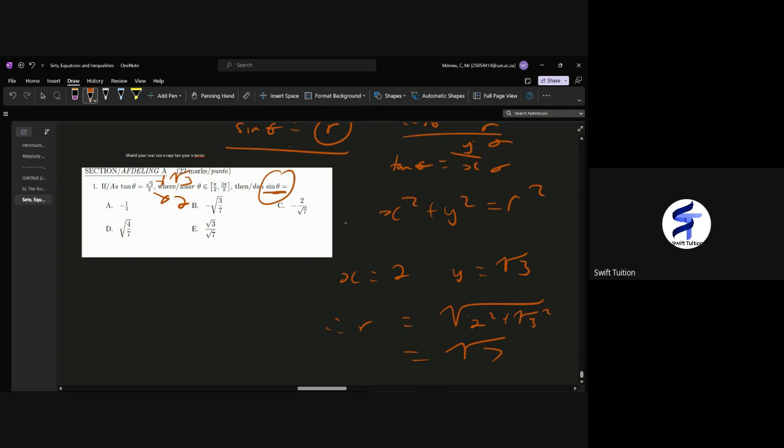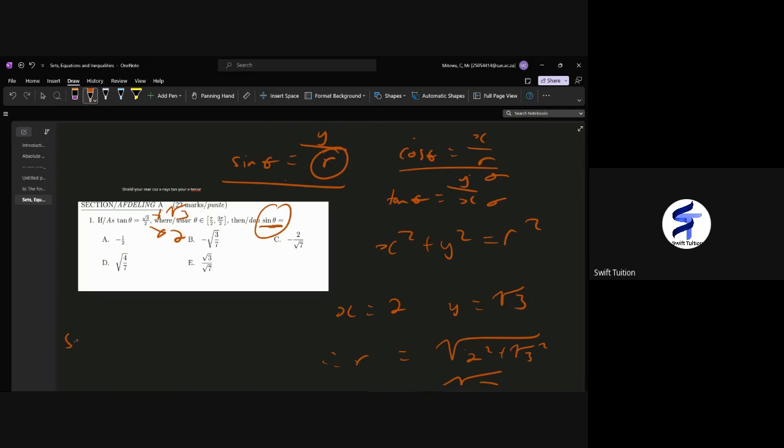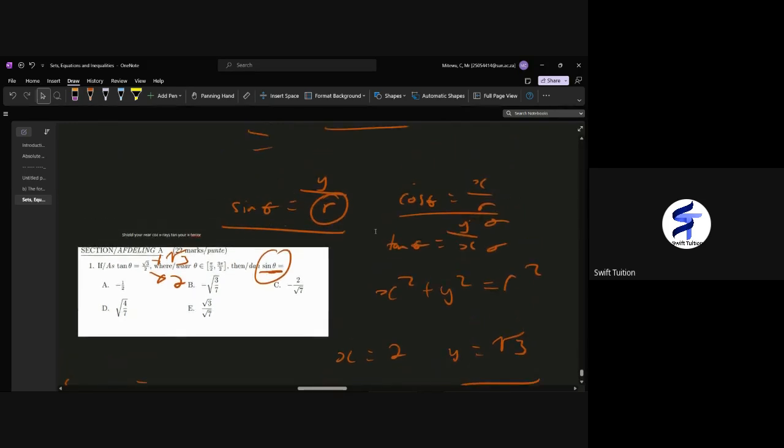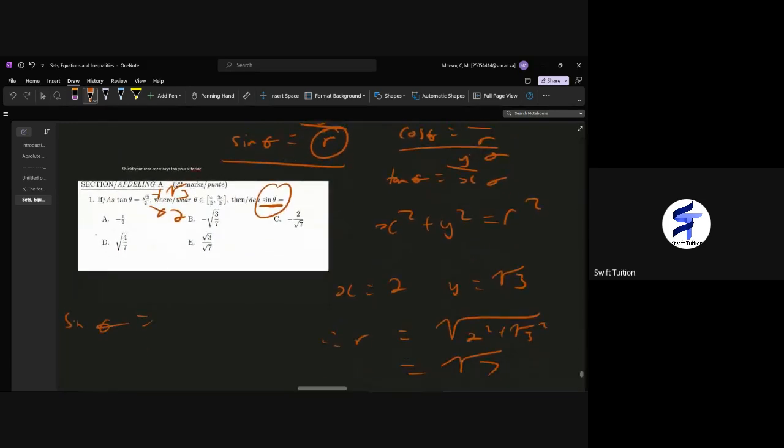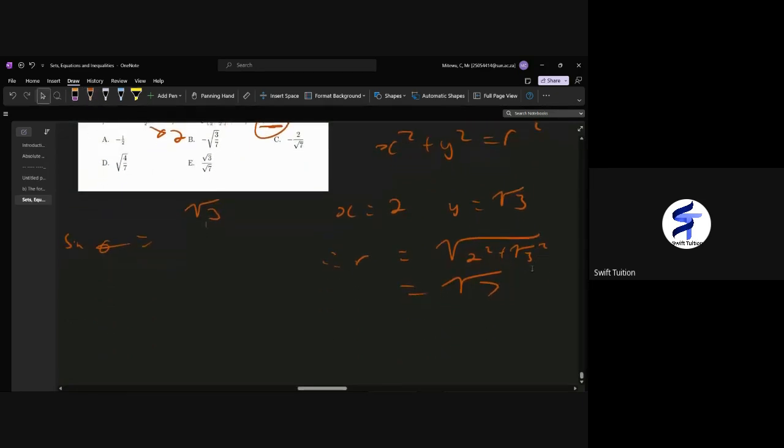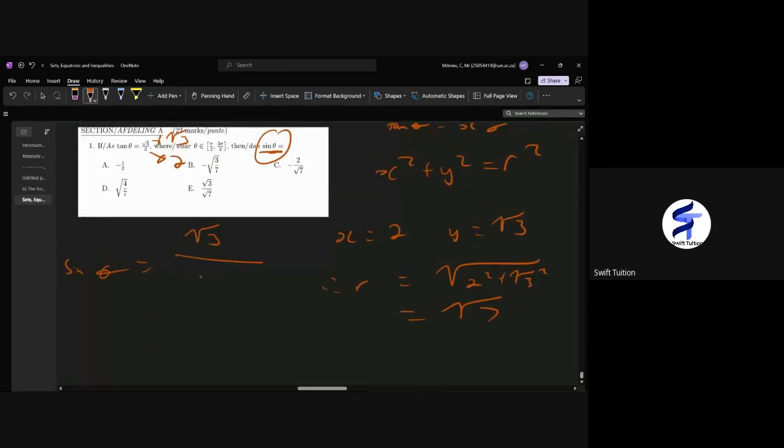So if sine of theta is equal to y/r, then sine of theta has to be equal to root 7, no, sorry, that's not right. It has to be equal to, what's y? Y is root 3. So that's going to be equal to root 3 over r. And r, we found r to be equal to root 7. So root 3 over root 7. And this is going to be my answer.